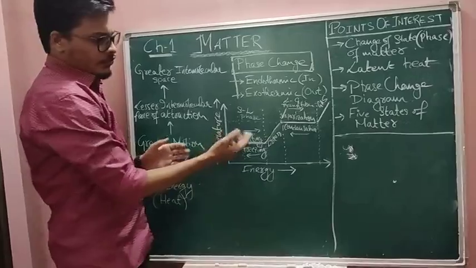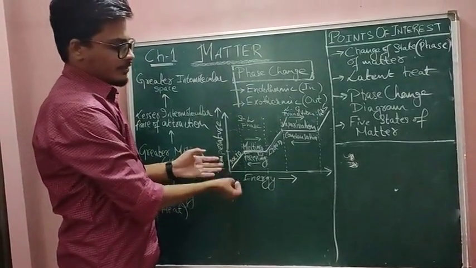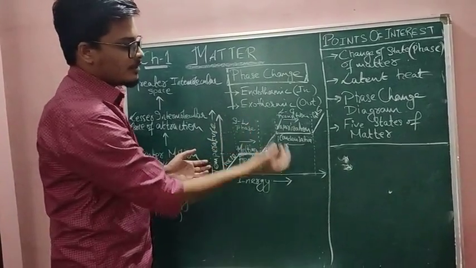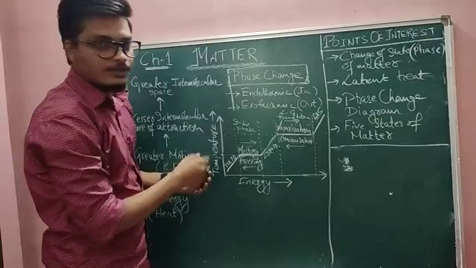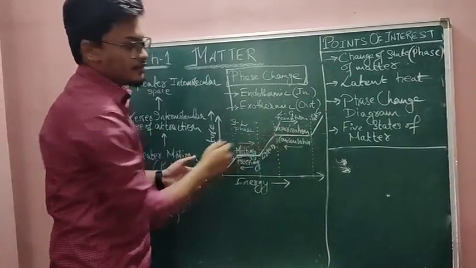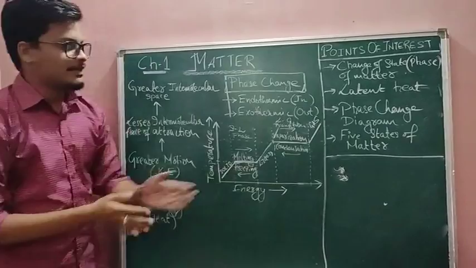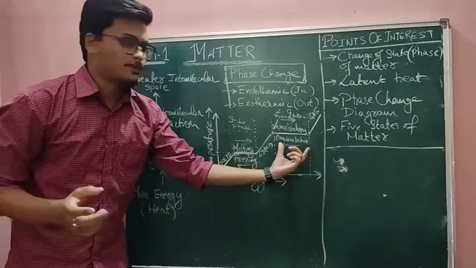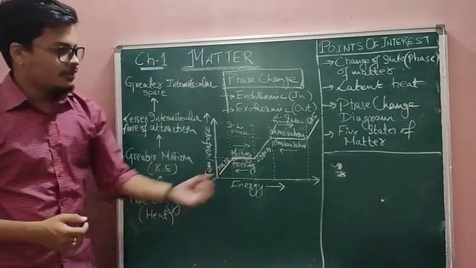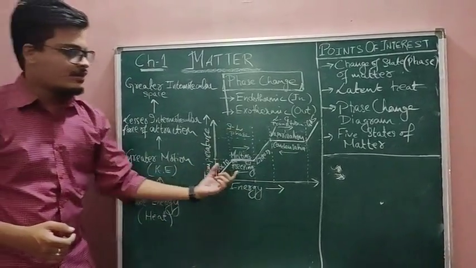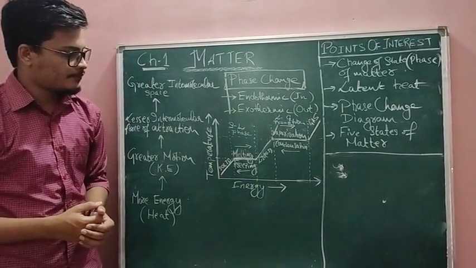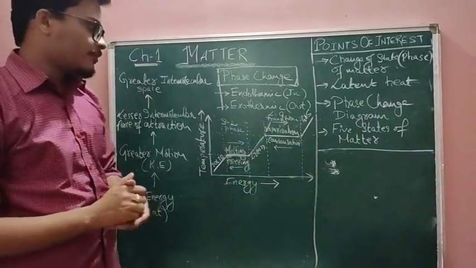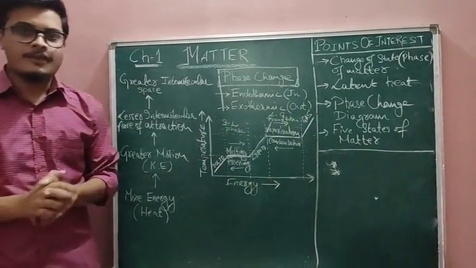Now you already know that when you give heat to a solid, it changes to liquid, we call it melting. When you give heat to a liquid and it changes to gaseous state, we call it vaporization. Similarly, the reverse of it, when gas comes back to its liquid phase, we call it condensation. Similarly, when liquid comes back to the solid phase, we call it freezing. Clear? So this is a very important diagram which you have to understand and learn. Okay?